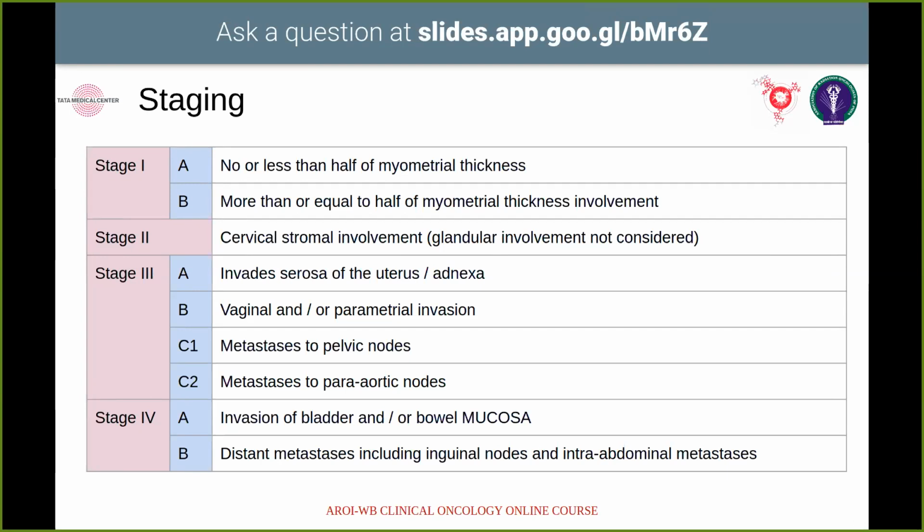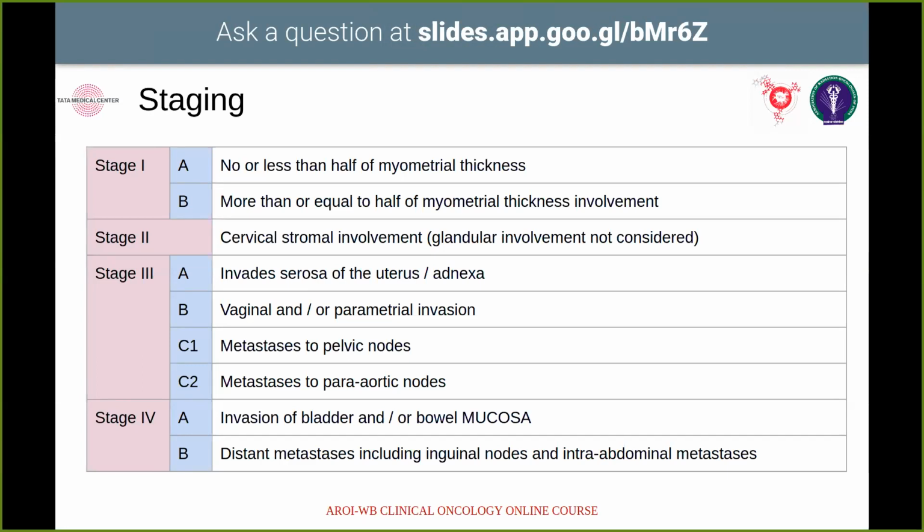Stage 3 is a setting where there is involvement outside the uterus. Stage 3A, when there is involvement of the serosa, uterus, or adnexa. Stage 3B is when there is vaginal or parametrial invasion. And stage 3C is when there is involvement of the pelvic or paraaortic nodes. Stage 4 is reserved for organ invasion. So this can be in the form of bladder invasion or bowel invasion.